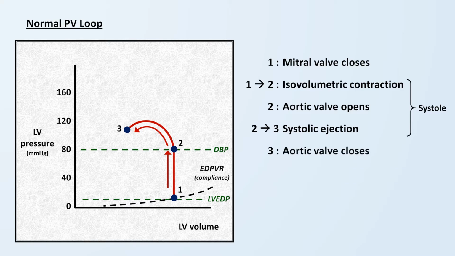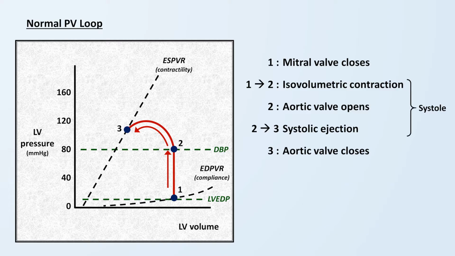Regarding the LV volume that corresponds to point 3, this is determined by the end systolic pressure-volume relationship, or ES-PVR. Unlike ED-PVR, which is slightly curved, ES-PVR, as determined experimentally, is linear. The slope of the line is determined by contractility. The higher the contractility, the steeper the slope.